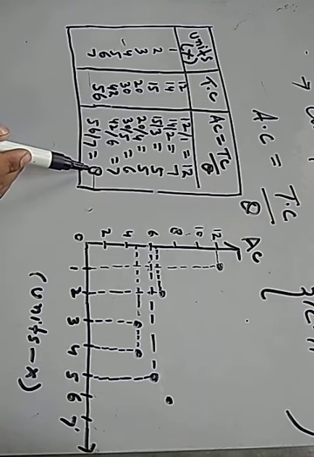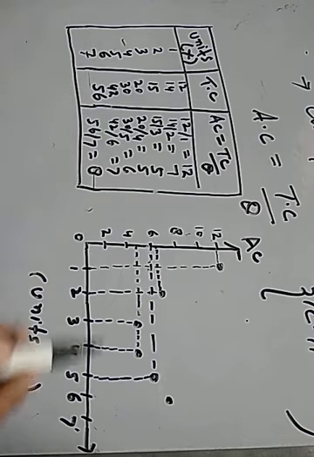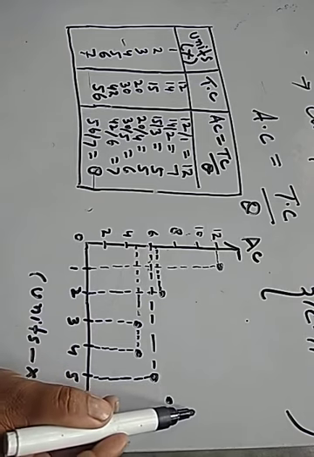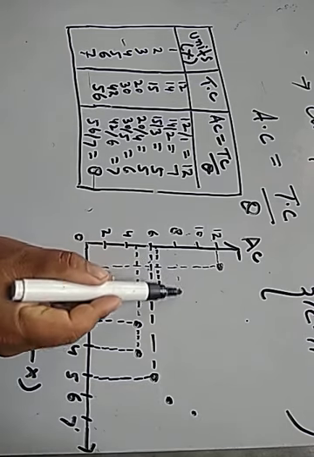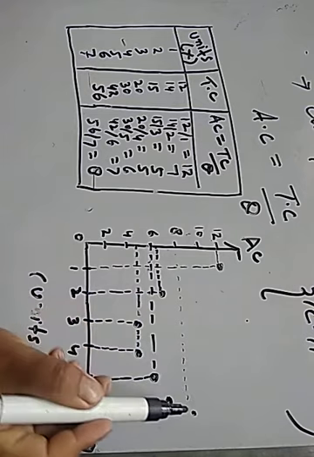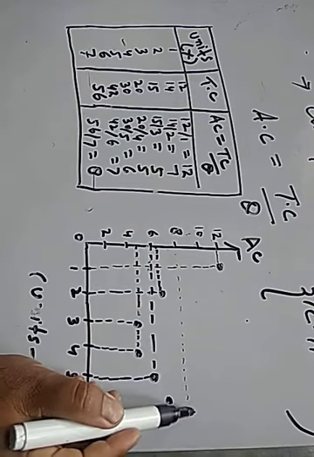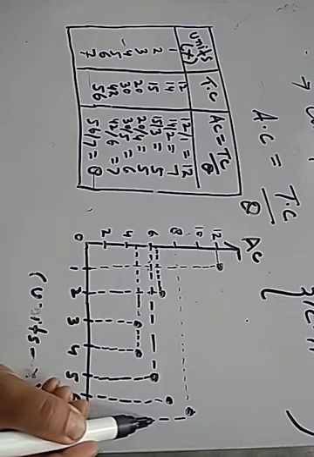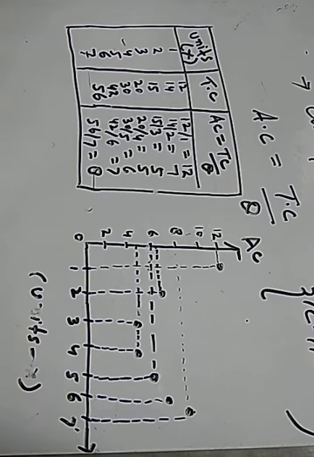And then average cost increases to 8 rupees when level of output is 7 units. Average cost is 8. This point shows, and level of output is 7. Now by joining these points, we will get average cost curve.